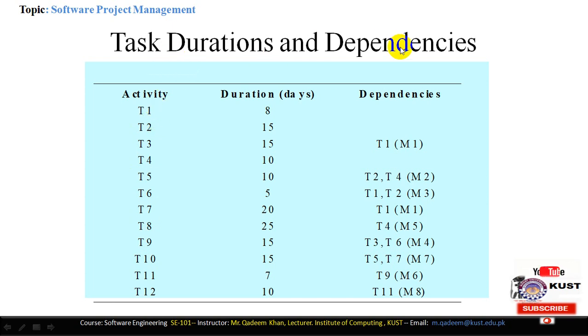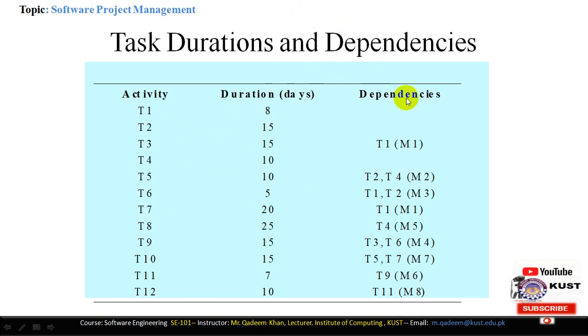So this is the task duration and dependency table. Then we have the durations. Duration may be in days, weeks, or months. But it is better to define the duration in terms of days. If you want a tight duration and a good duration, then you should define the duration in days. The days should include all the working days. For example, task 1 requires 8 days to complete, task 2 requires 15 days to complete. Similarly, task 3 also requires 15 days to complete.